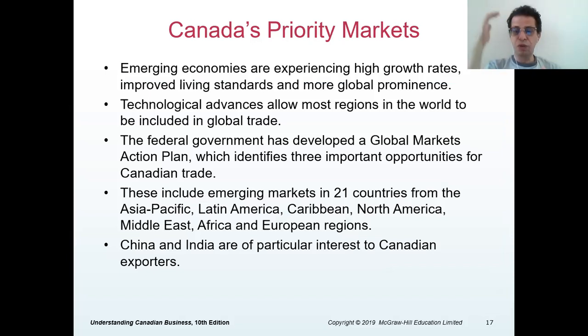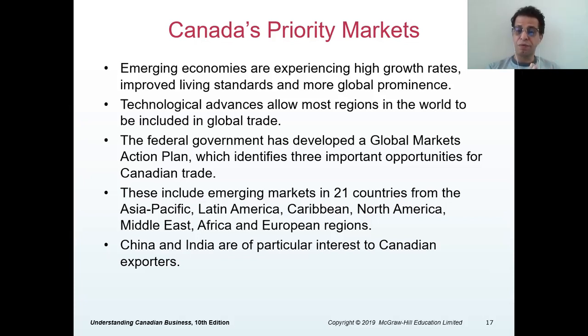Like China in the old days, probably nobody was able to afford buying a mobile. Now everybody can afford buying a car, not only a mobile. So that's the growth, because due to the growth and their ability to export, they make more money and they're richer, so it's easy to sell them a Canadian product. Technological advances allow most regions in the world to be included in global trade now through the internet, making it easy to communicate and trade worldwide.